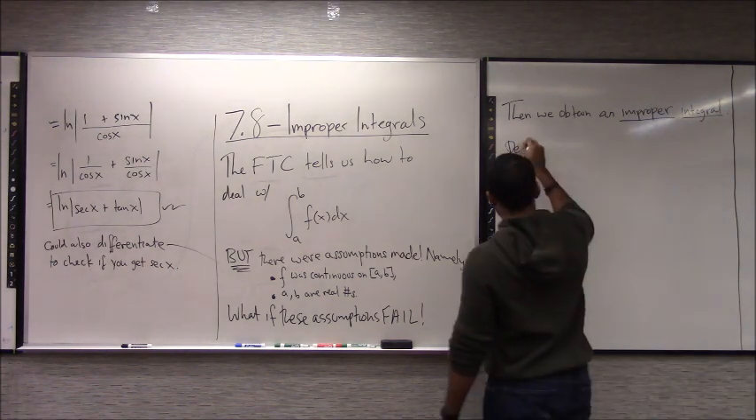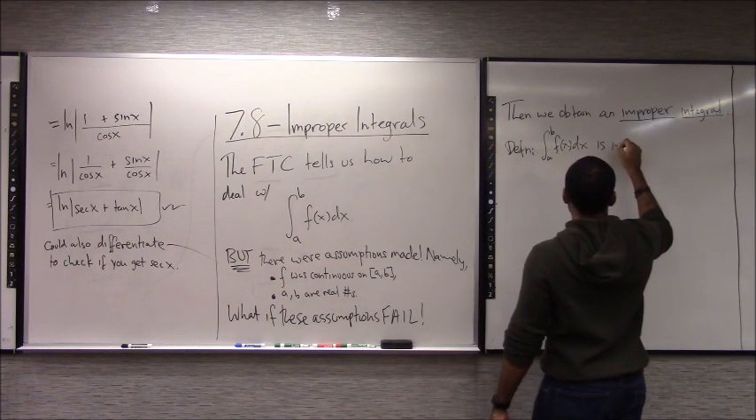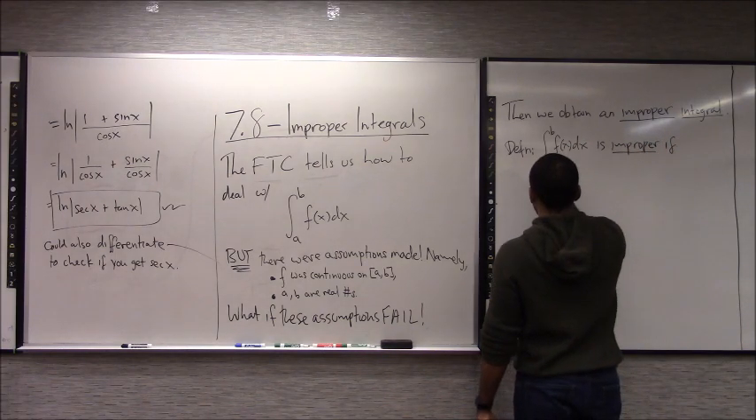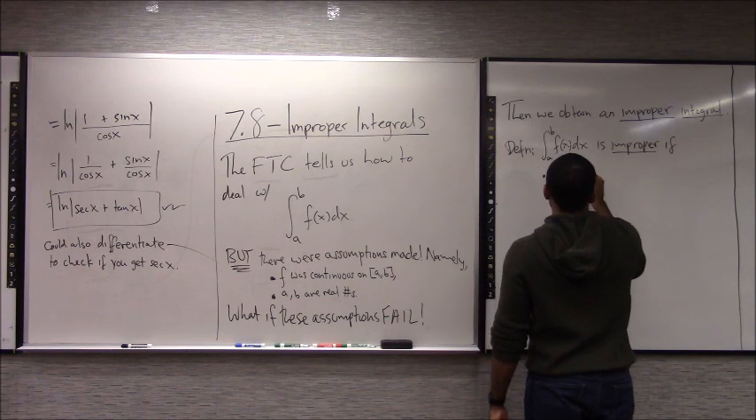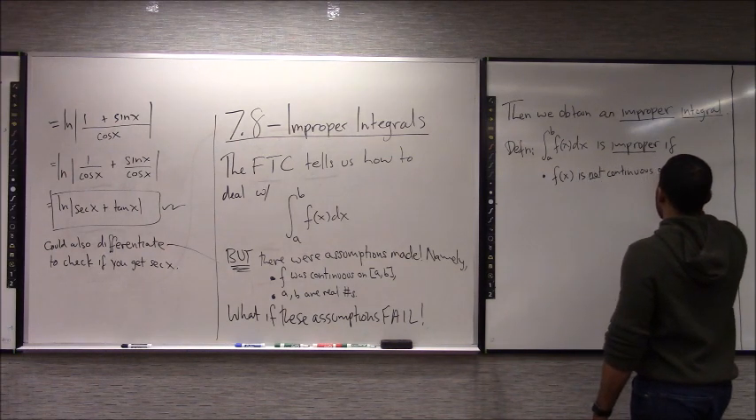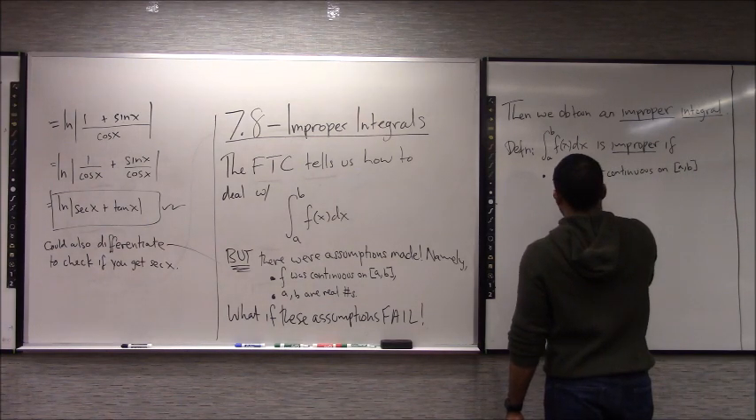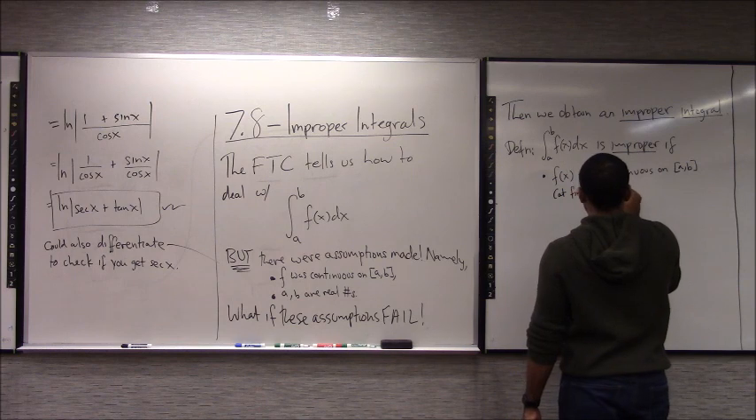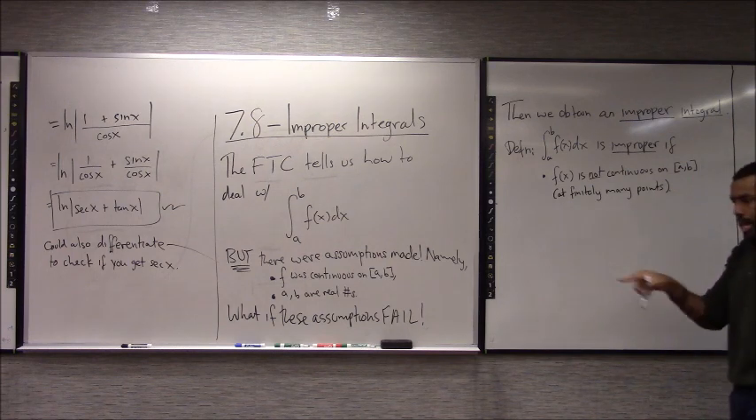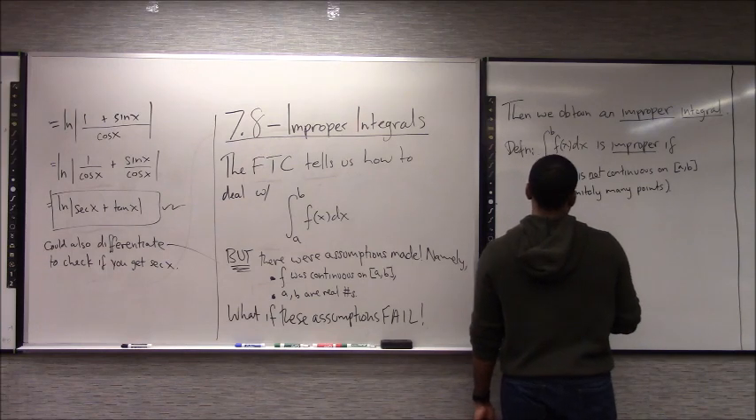So, definition. This integral from a to b of f of x dx is improper if one, f of x is not continuous on [a, b], and we usually restrict this to finitely many points. So there are a bunch of points where your function is not going to be continuous. Another thing that could potentially cause trouble.